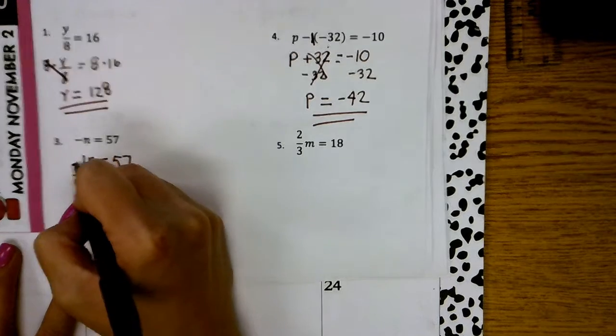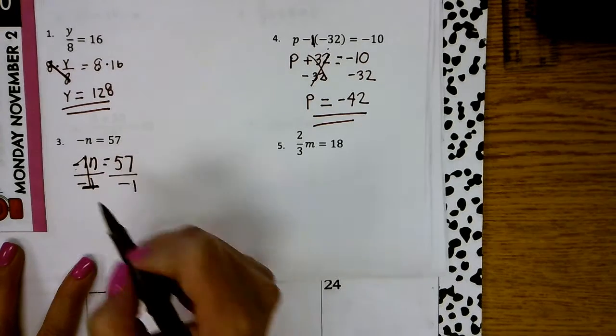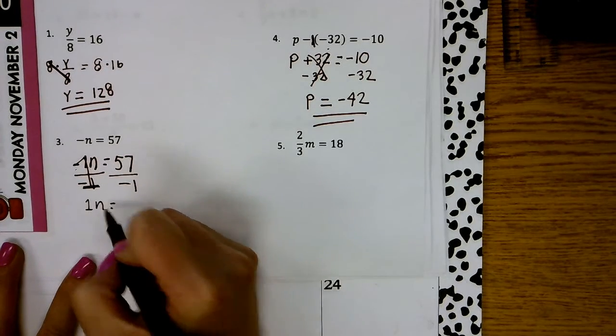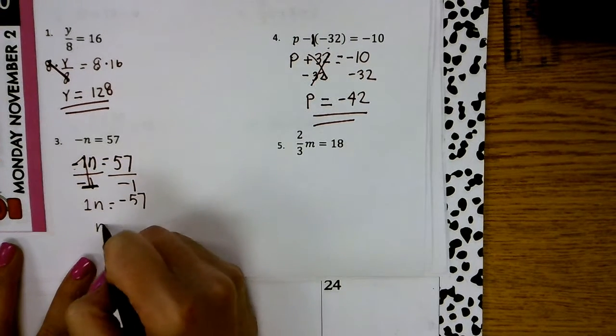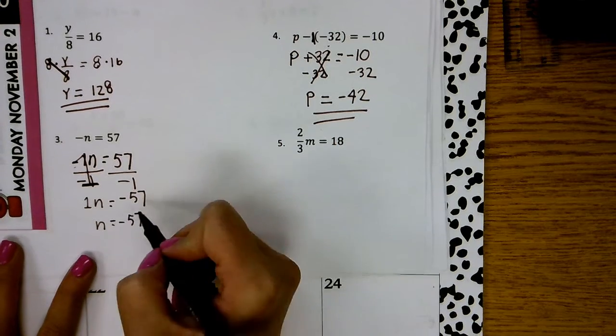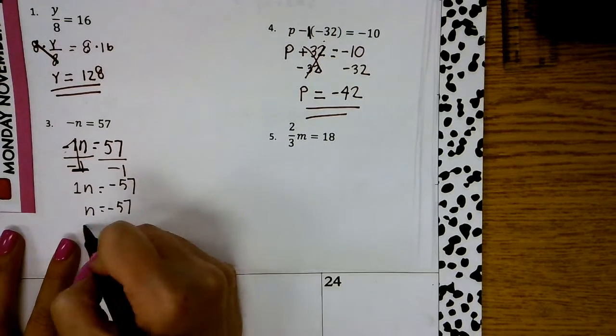When we do that, these negative 1s go away. They make a giant 1, so we get 1n equals negative 57. Which again, we can just write as n equals negative 57. Either one is correct.